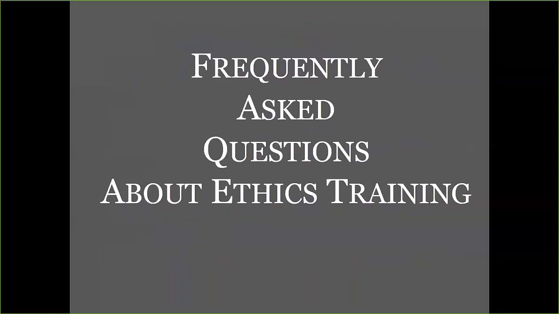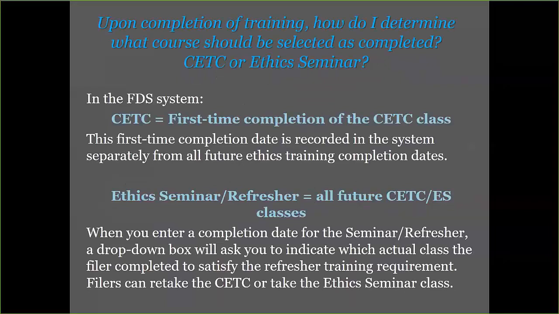All right, so what are some of the things that people ask about ethics training? Once somebody has completed training, how do I determine which course they completed, the CETC or the ethics seminar? I think people are starting to figure this out, and I've already mentioned this. The CETC is just that first-time completion date, and all future dates are going to be refresher dates, okay? And I'll show you when we look at some of the screenshots. When you're entering those training completion dates, there'll be a drop-down box that asks you which course they completed. Did they retake the CETC or did they take the seminar? And that's how you indicate which course they took.